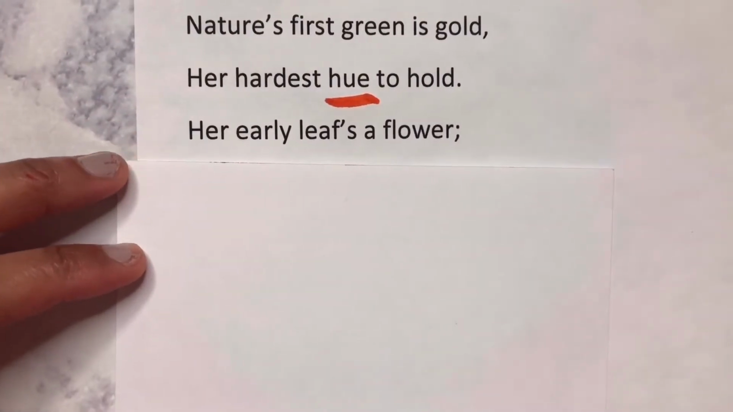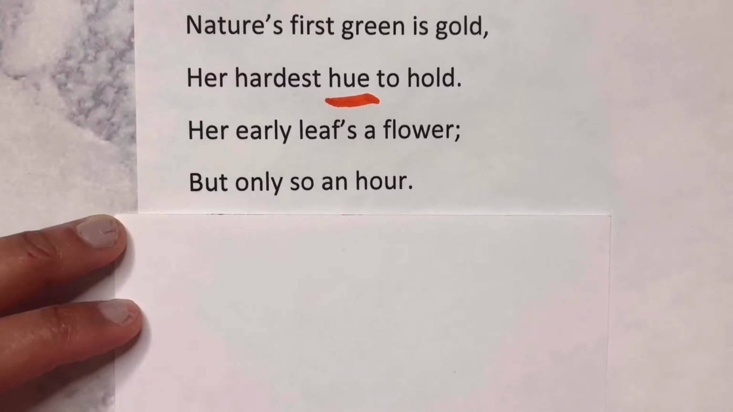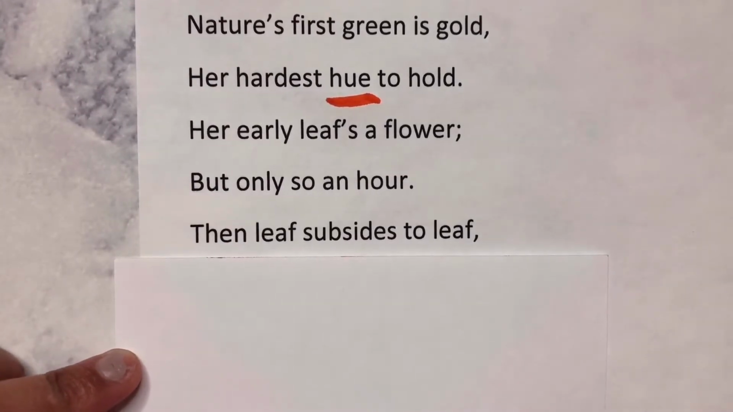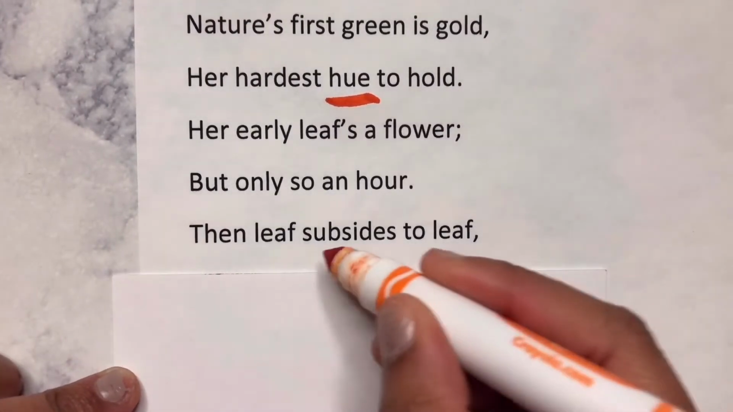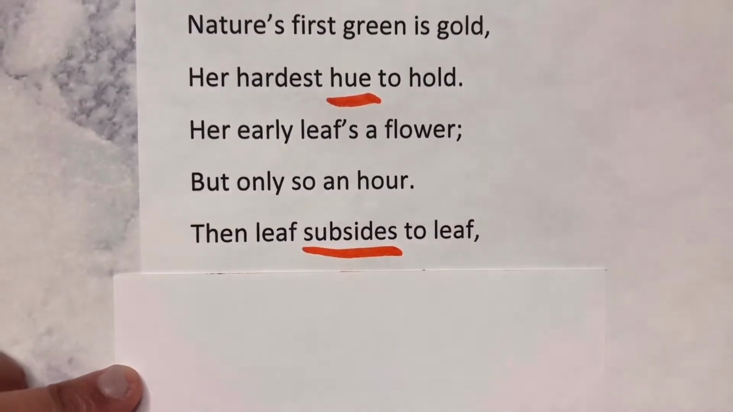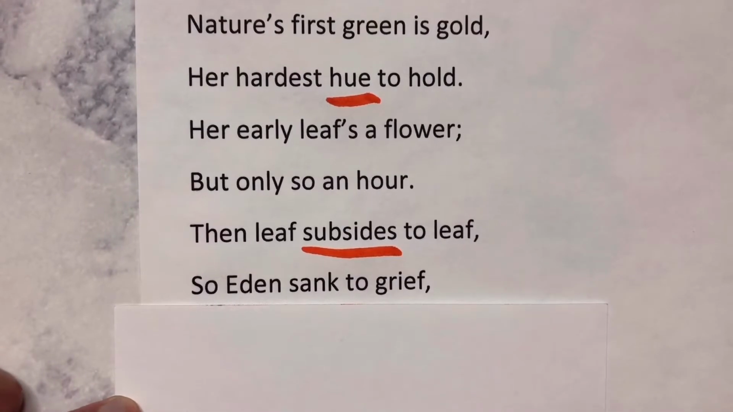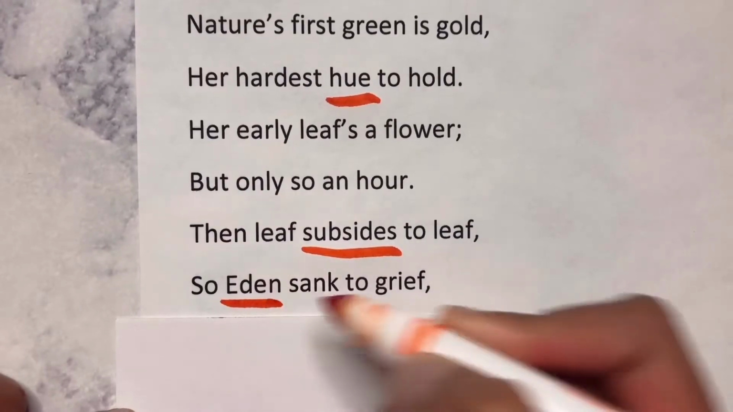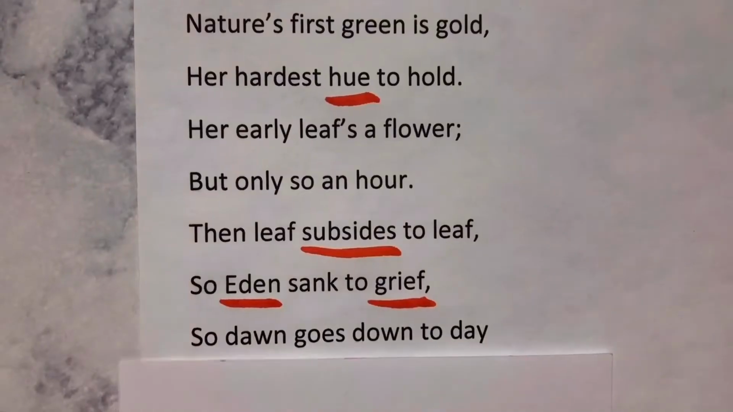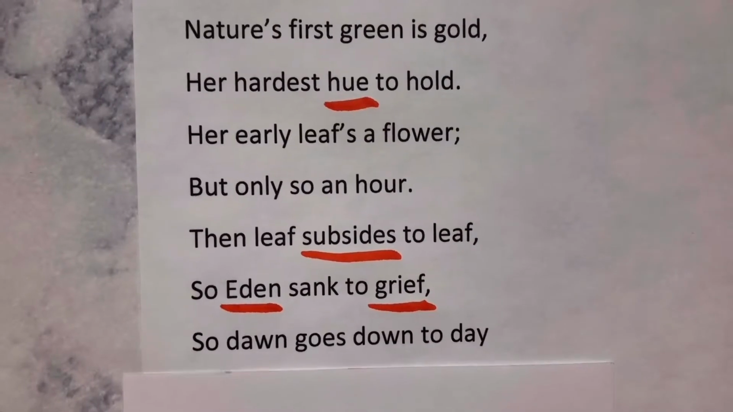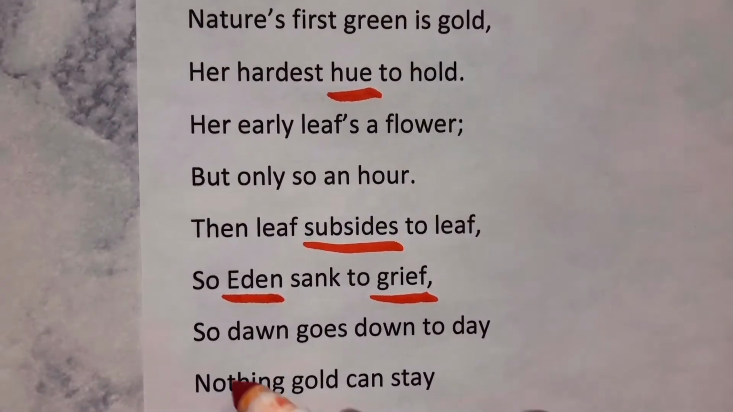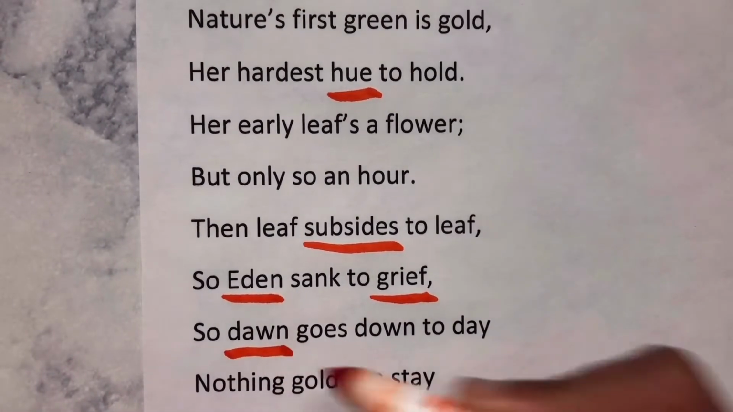Her early leaf's a flower, but only so an hour. Then leaf subsides to leaf. Going to also underline this word. So Eden sank to grief. Going to underline Eden and grief. So dawn goes down to day. Nothing gold can stay. I'm going to also underline the word dawn.